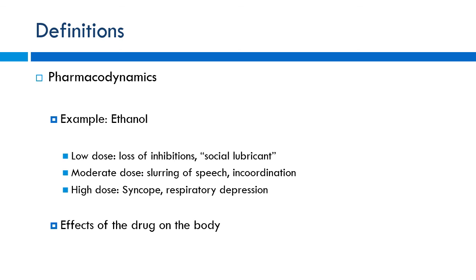And then high dose, you can see things like syncope. You can have people pass out completely. They have amnesia. They black out. Respiratory depression has led to people dying before, especially when you're mixing with other meds. So again, looking at how that dose, that concentration goes back to the effects you're going to see on the body, whether desirable effects or toxic effects as we've seen here.